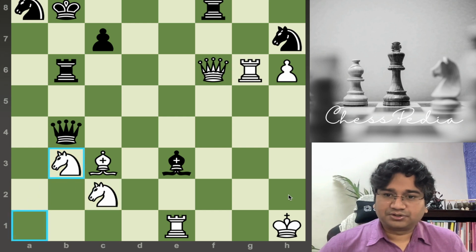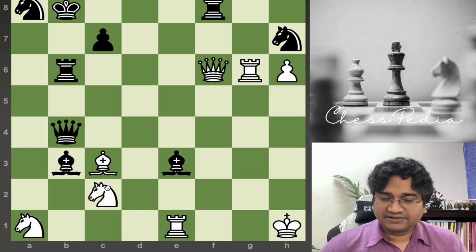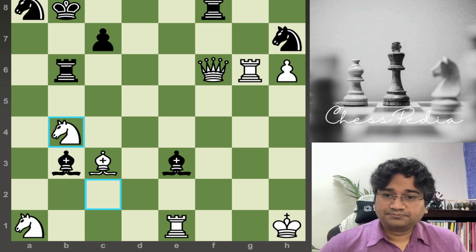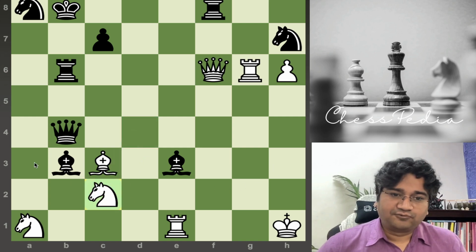It can have only one capture. That's all. No other move. It cannot capture the same friendly piece. So only one capture. That's all. Whereas this knight, one capture, two captures, three moves, and fourth move.